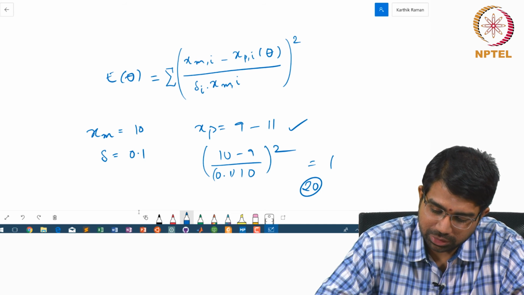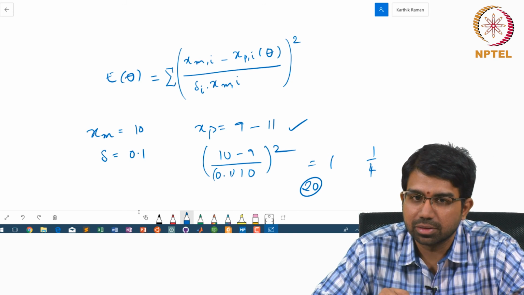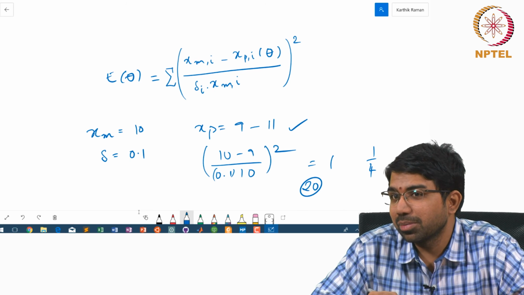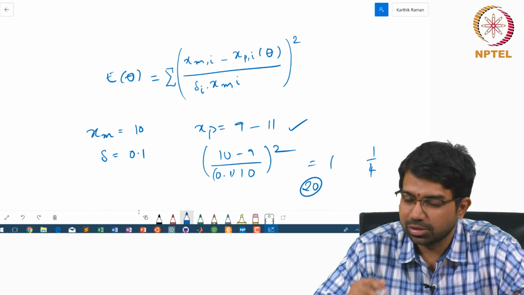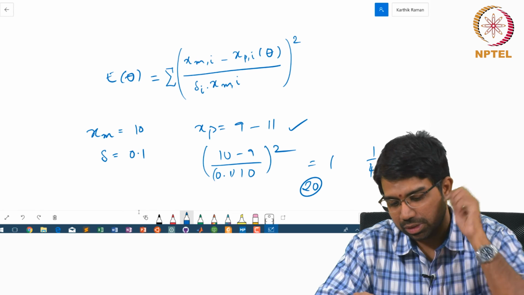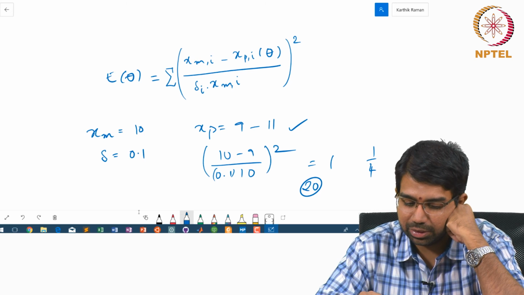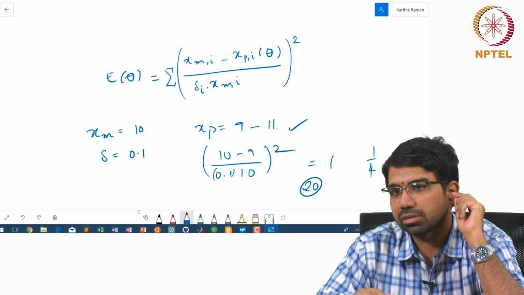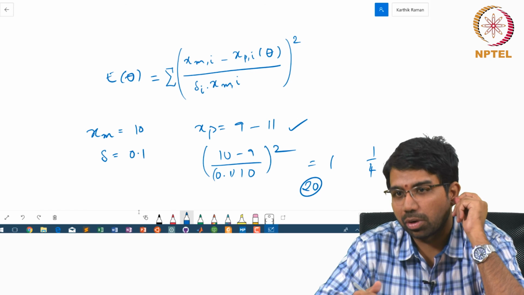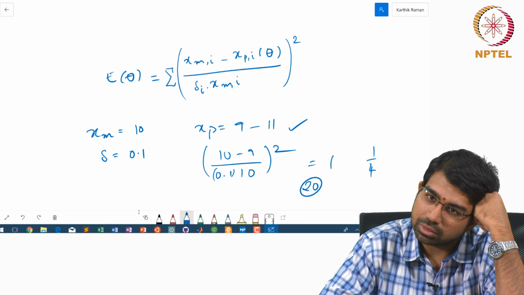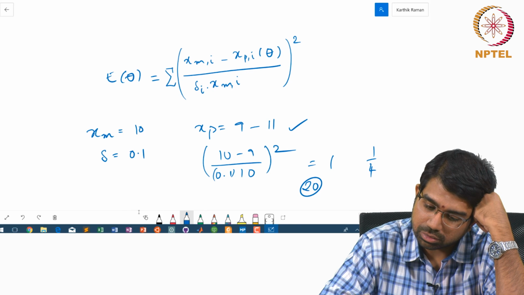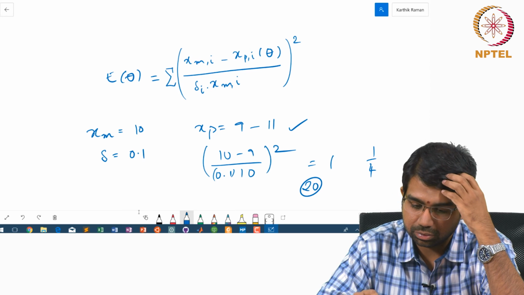For 9.5, what is it that you will get? You will get 1 by 4 as a contribution to error. We are normalizing also, this is post normalization. So, if you have 9.5, you will do (10 minus 9.5) by (10 into 0.1), which is basically 0.5 by 1, so it is 0.5, squared gives 1 by 4.